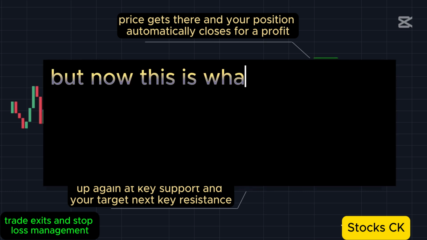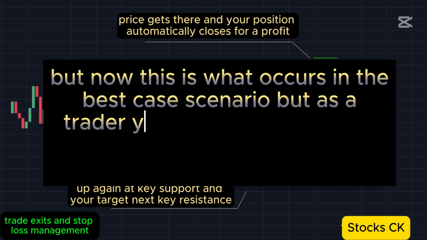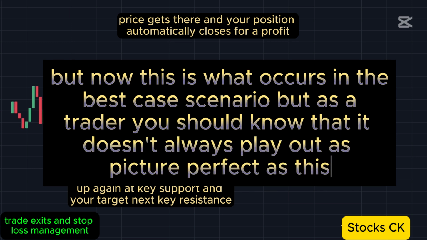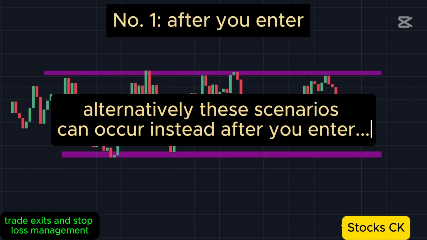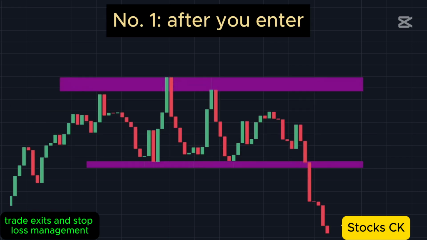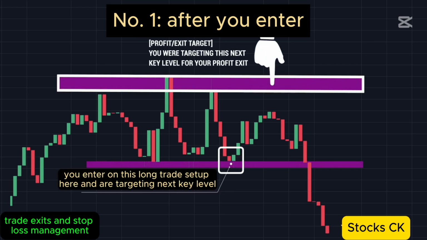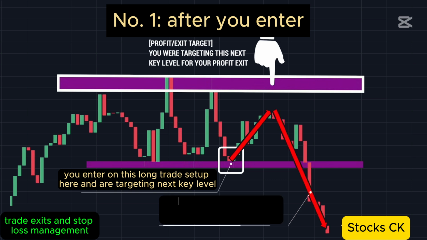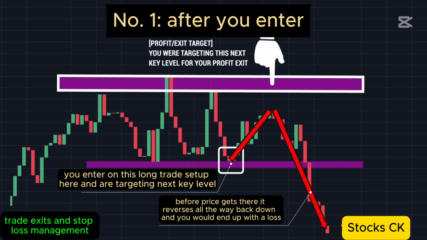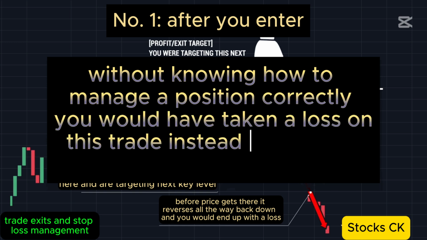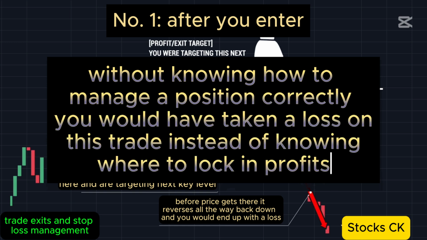Awesome. But this is what occurs in the best case scenario, and as a trader you should know that it doesn't always play out as picture perfect as this. Alternatively, these scenarios can occur instead. Scenario number 1, you enter on this long trade setup here and are targeting this next key level, but before price gets there, it reverses all the way back down, and you would end up with a loss. Without knowing how to manage a position correctly, you would have taken a loss on this trade instead of knowing where to lock in profits.